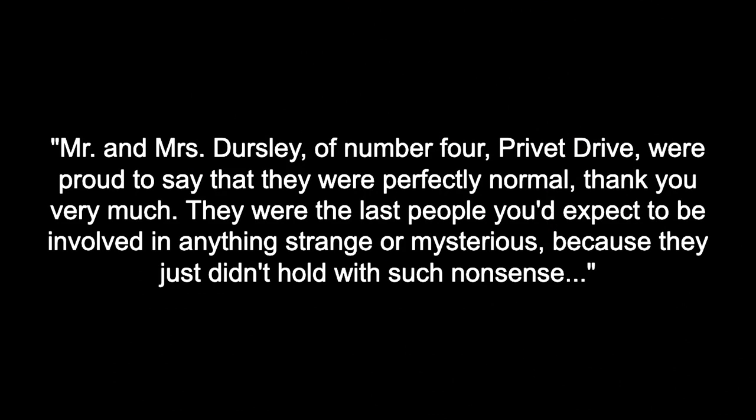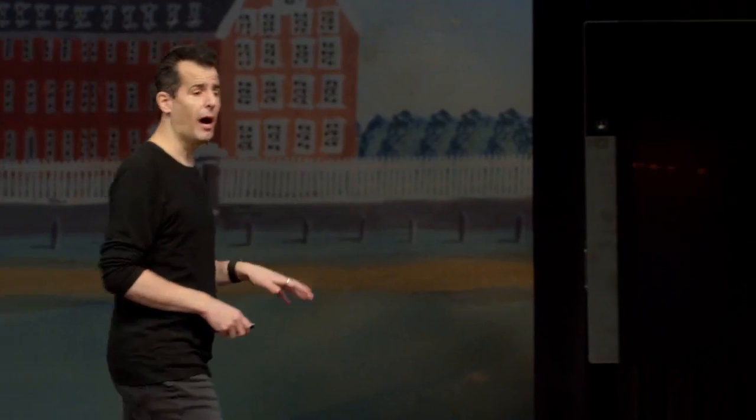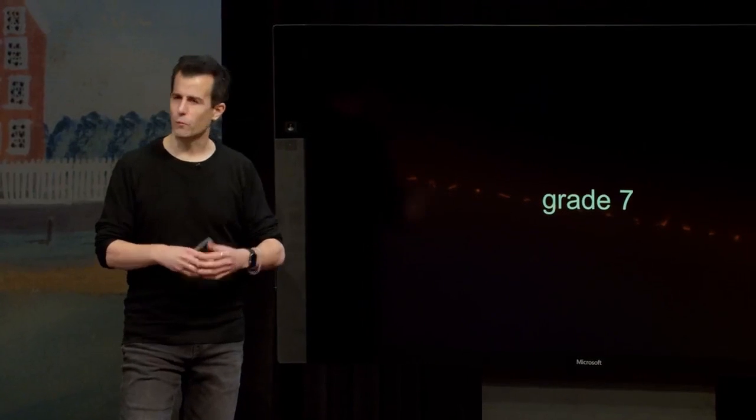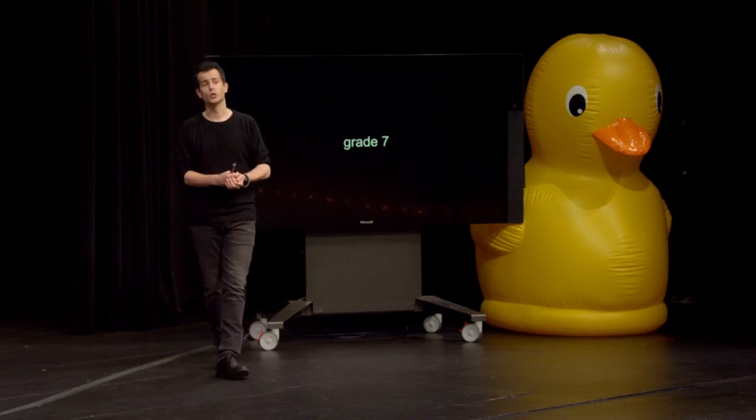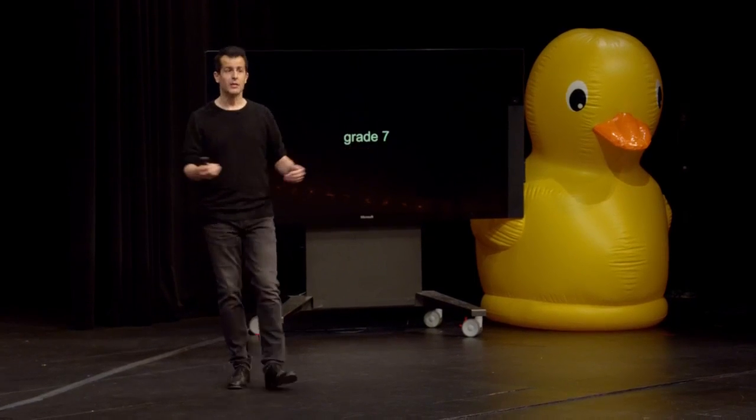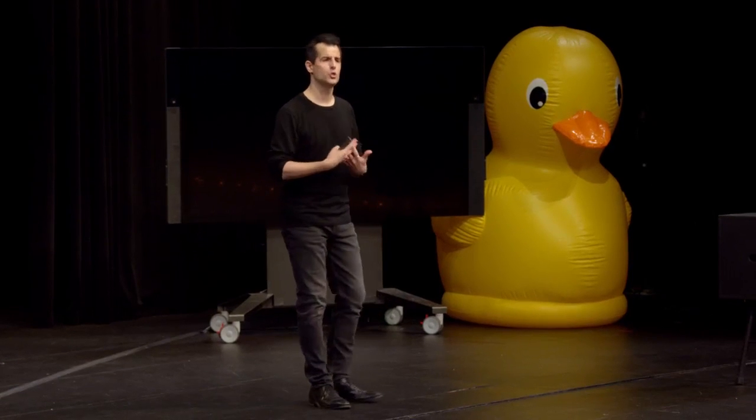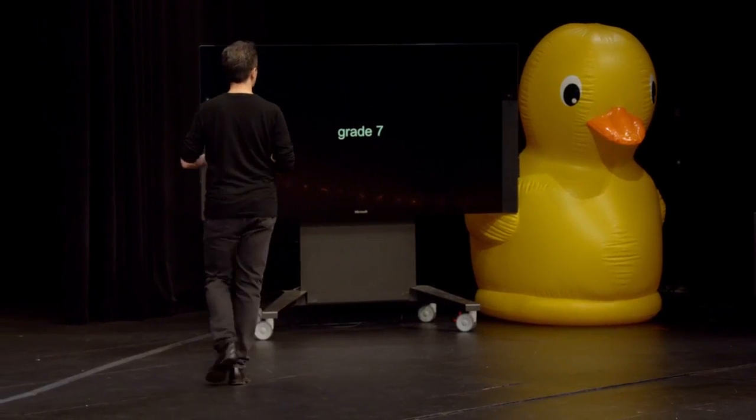Mr. and Mrs. Dursley of number 4 Privet Drive were proud to say that they were perfectly normal. Thank you very much, and so forth. Well, what is it about this text that puts Harry Potter at grade 7 reading level? Well, it probably has to do with the vocabulary words, but it probably has to do with the lengths of the sentences, the amount of punctuation perhaps, the total number of characters that you might count up. You can imagine quantifying it just based generically on the look and the aesthetics of the text.